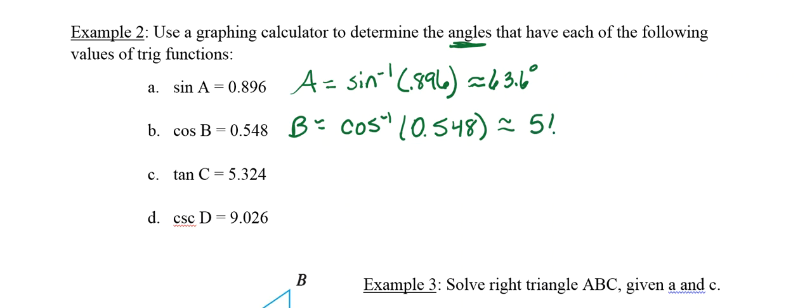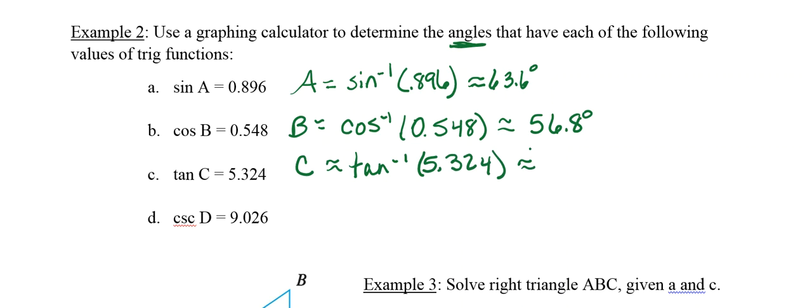$56.8 approximately. For angle C, I'm going to do the inverse tangent, 5.324. This one I'm going to go ahead and do in radians just so you can see how that works. It doesn't matter, it's all based on what your calculator is in. So inverse tangent of 5.324. In radians, that's going to be 1.39. I'll go ahead and write rad so you realize I'm in radians.